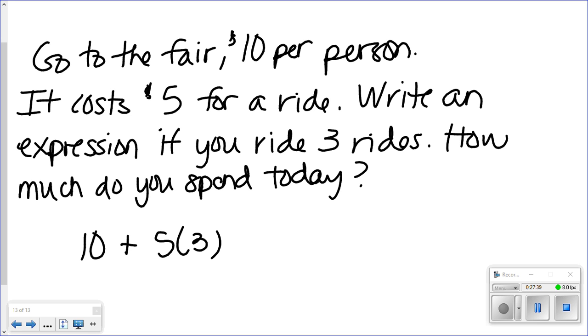So there might be some where you don't have to do multiplication on both sides. It might be something that you just have to add to it. So be careful when you read that. He only went to the fair one time. He had to pay $10 one time. He didn't pay $10 every time he rode the ride, right? Because that would be like robbery. So be careful of how you read the problem. And I'm going to point one out to you in your homework today that's like this, so you can see what I'm talking about. Questions?